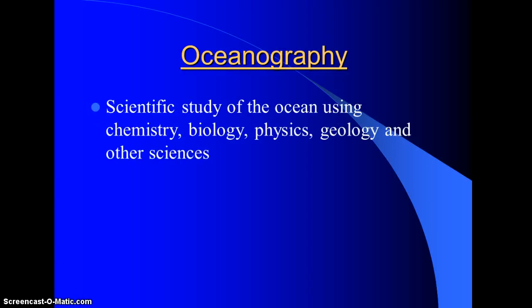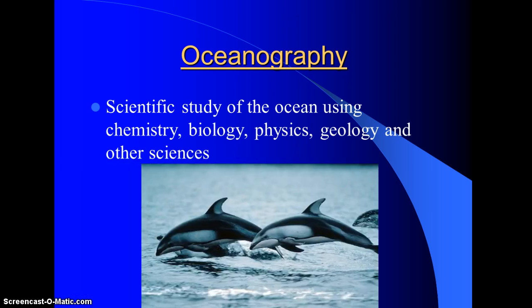Oceanography is defined as the scientific study of the ocean, and it uses all the branches of sciences, so chemistry, biology, physics, geology, and other sciences. Huge, all-encompassing. What oftentimes happens is that you will have an oceanographer that is primarily focusing on chemistry, or an oceanographer that's primarily focusing on whale populations and their migration. So even though it's all under the title of oceanography, there are branches within oceanography, and they all work and interconnect with one another.